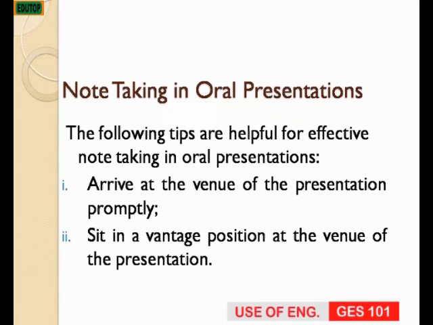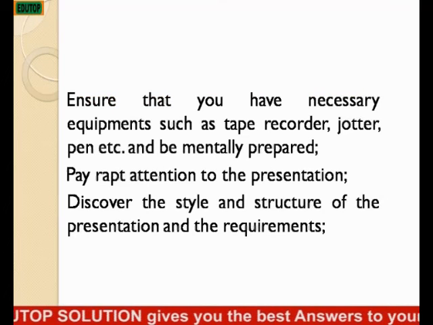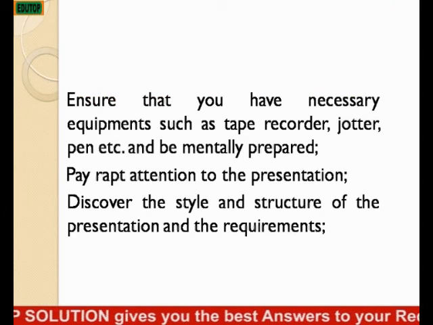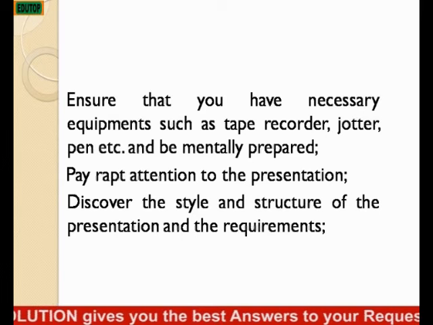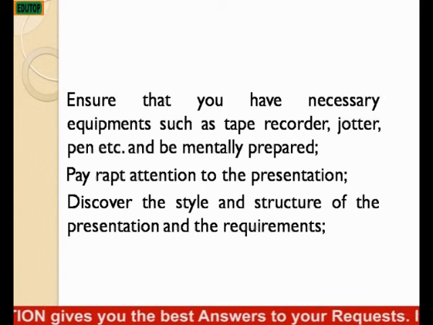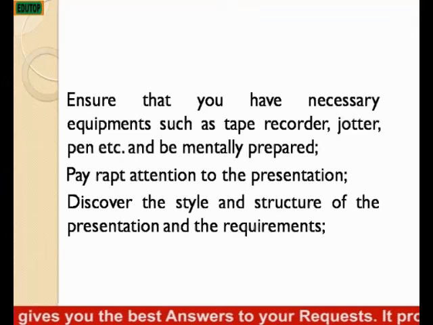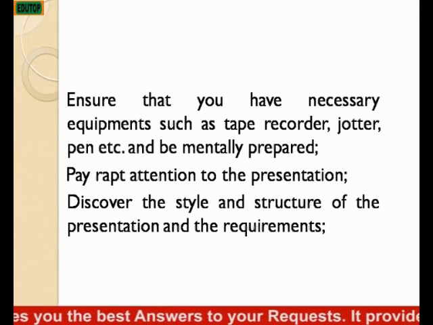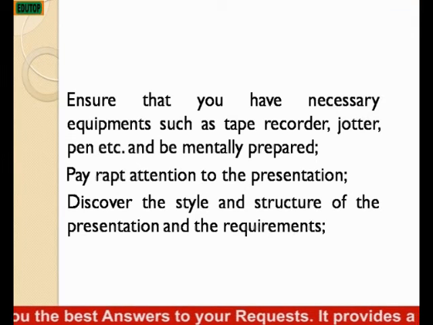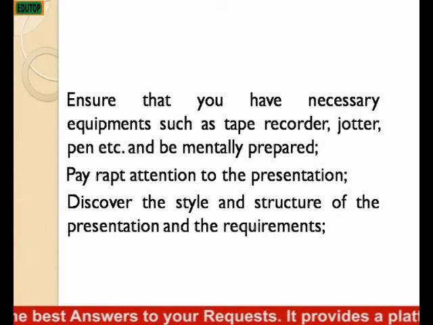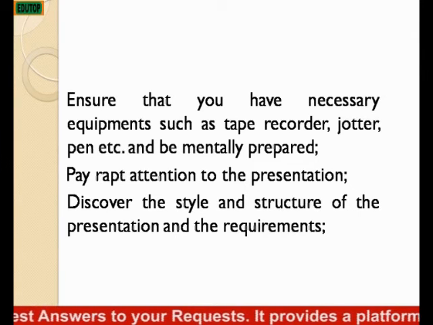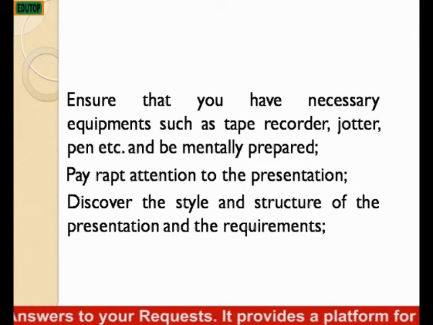Then sit in a vantage position at the venue of the presentation. If you are short-sighted or long-sighted, make sure you sit at a place that will be advantageous to you. Ensure that you have necessary equipment such as tape recorder, jotter, pen, etc. and be mentally prepared. So this explains going to the venue of a presentation with the writing materials and other equipment that will ensure proper listening and comprehension.